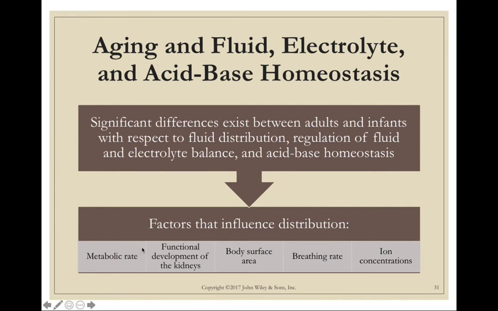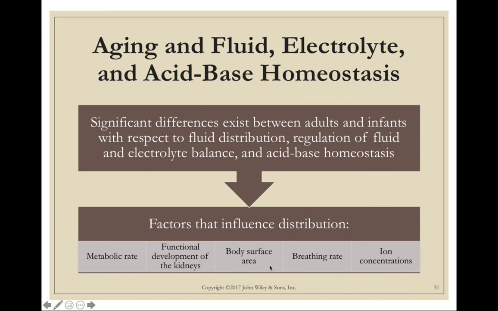A couple of these differences that affect the distribution are shown down here. Infants will have a much higher metabolic rate than adults will. This indicates that more waste products will be produced by metabolism in the infant, which makes infants much more likely to develop acidosis. We also consider how developed the kidneys are, and in infants, the kidneys are not nearly as effective as they are in adults.